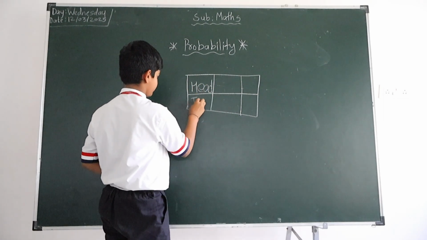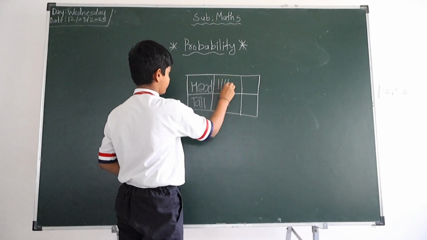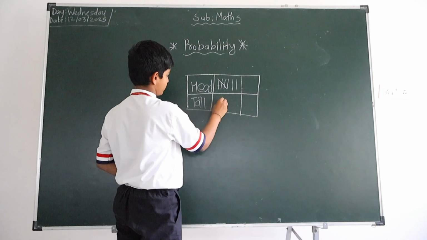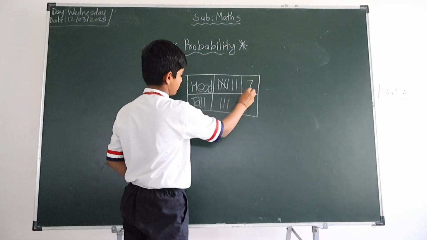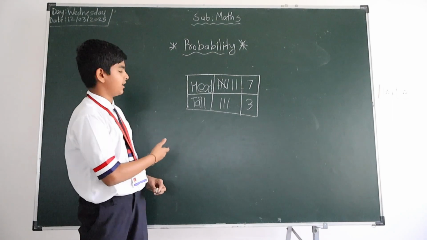Head. The frequency of head is 7 and the frequency of tail is 3.